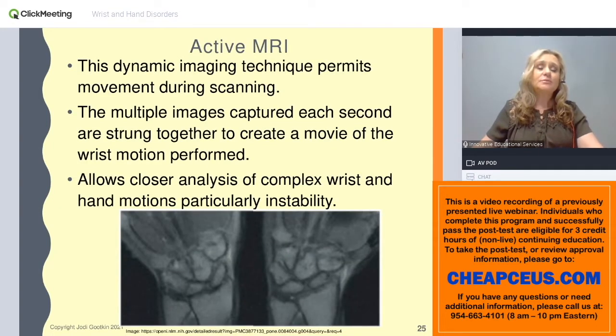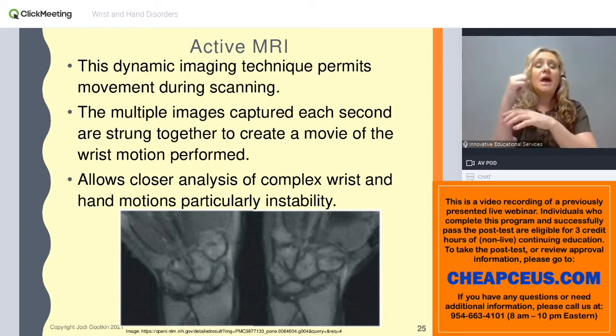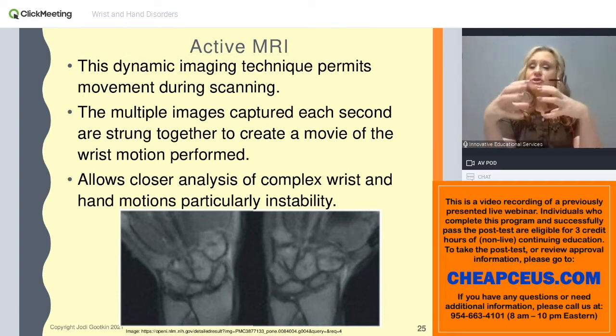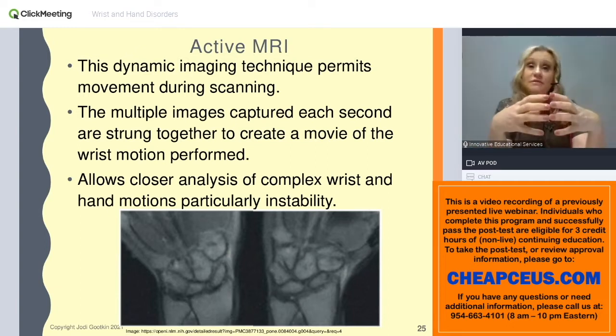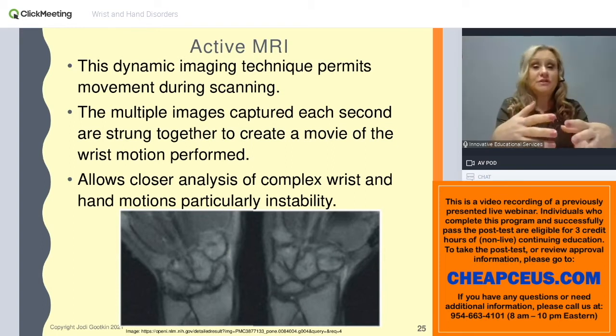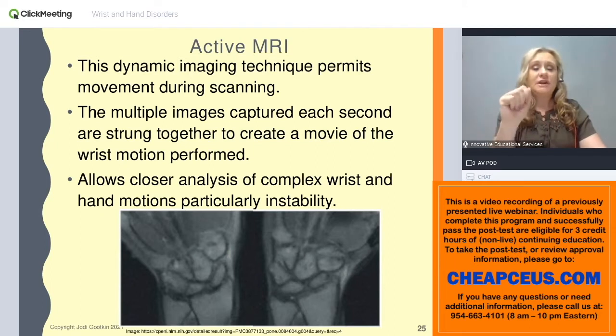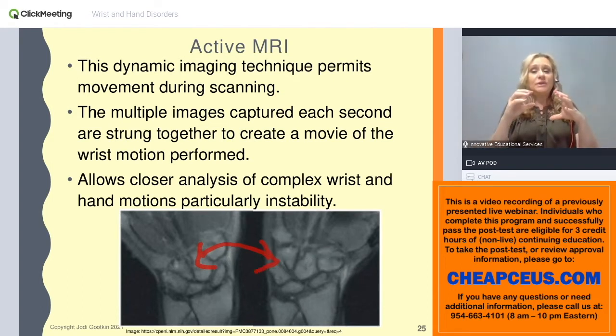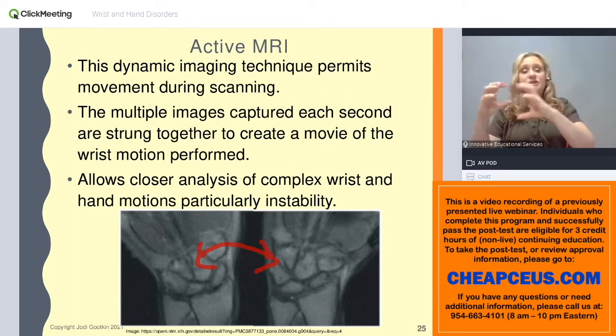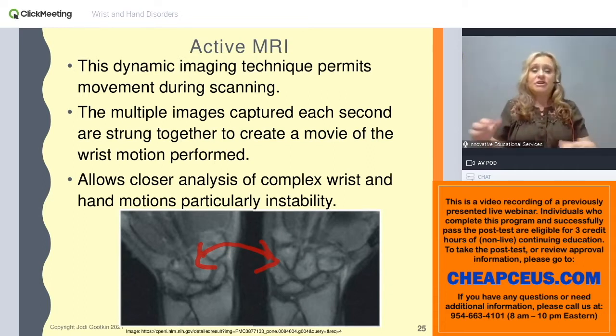Active MRI is emerging as a beneficial tool. As the wrist and hand is utilized, there are so many moving parts to it, and the soft tissues also shift significantly. They're looking at more active range of motion techniques that create more like a movie as the patient is moving, for example, from radial to ulnar deviation, so they can see, particularly with carpal instability, where the pathology lies as things are shifting.